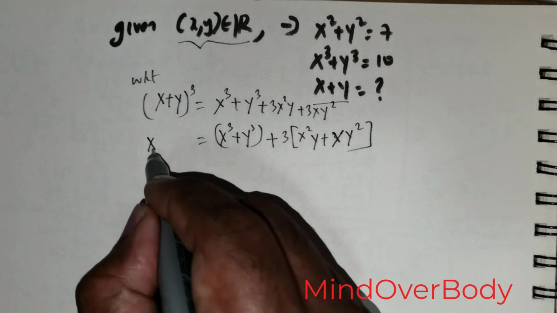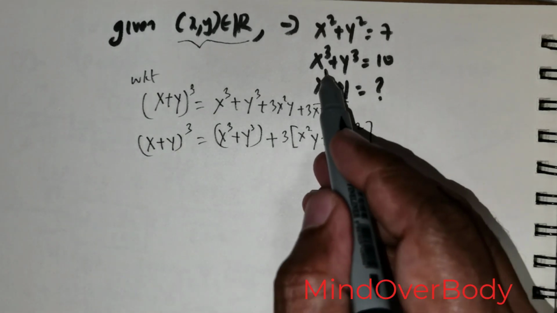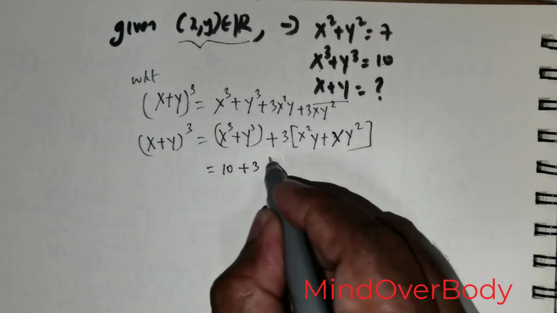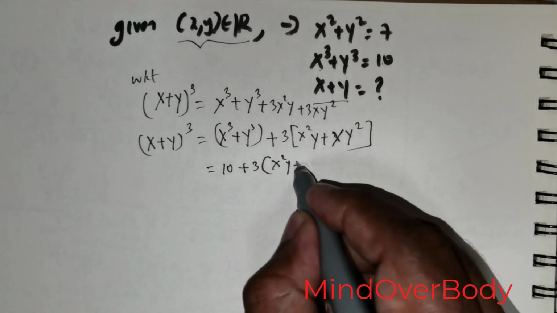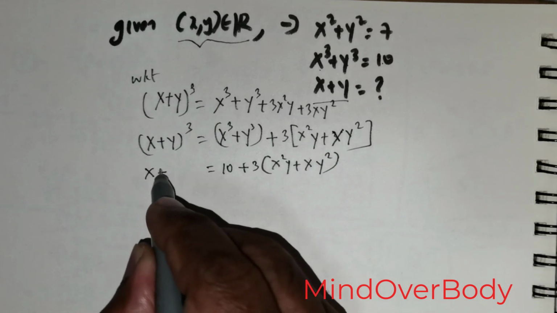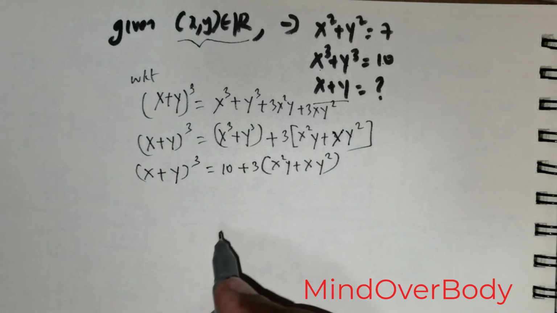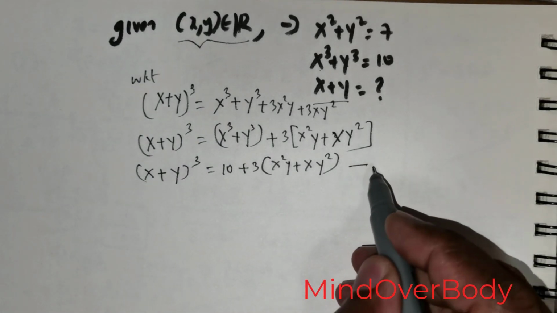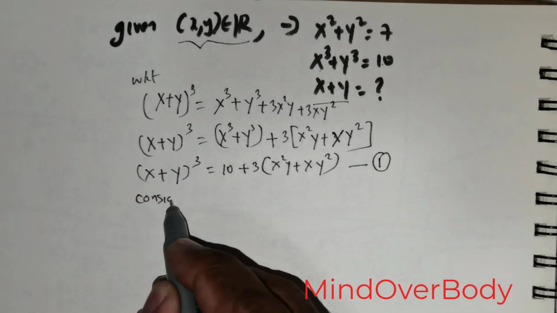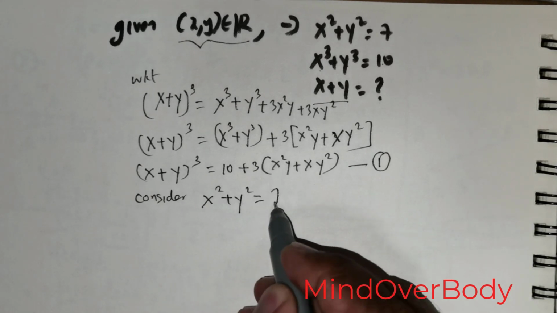Now on the left hand side I've got (x plus y) raised to the power 3. In the question we've been given that x cubed plus y cubed is 10. So let me substitute that. So 10 plus 3 times (x squared y plus x times y squared). On the left I've got (x plus y) raised to the power 3. Now I'm going to name this as equation 1, and then I'm going to head on to consider x squared plus y squared is equal to 7.